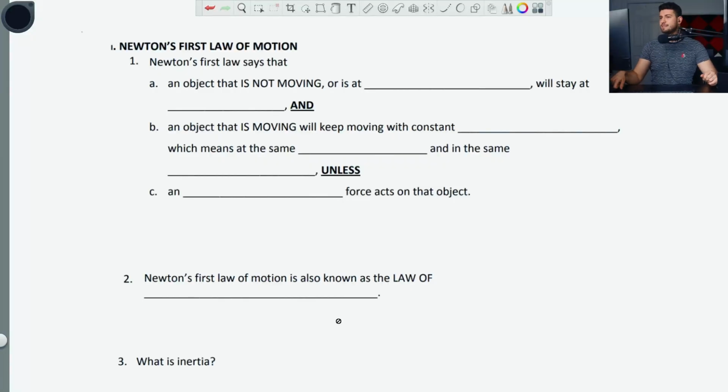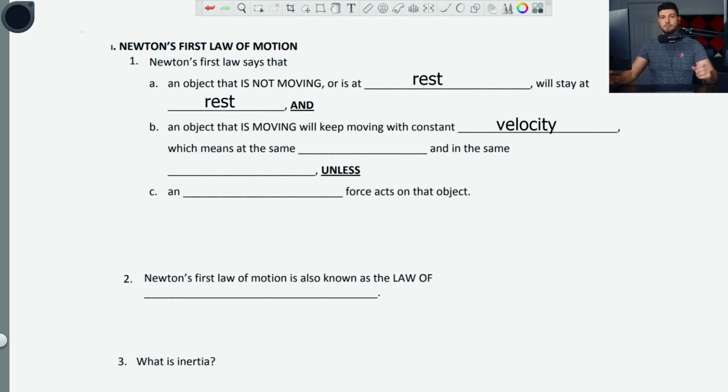Newton's first law says that an object that is not moving, another word for that is rest, will stay at rest. The first law says that if an object is not moving, it remains at rest, unless we act on it with some other force, it should continue to remain at rest. Also, an object that is moving will keep moving with constant velocity.